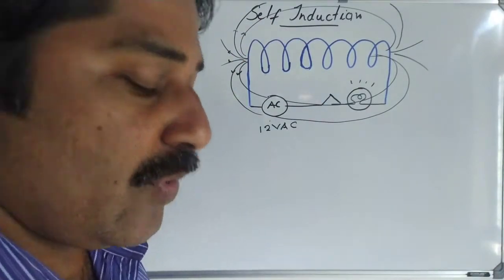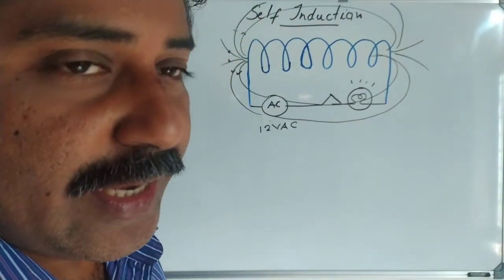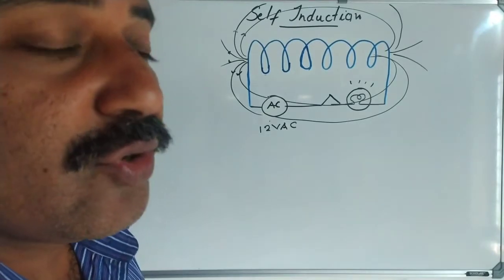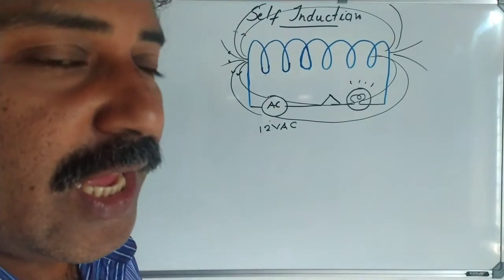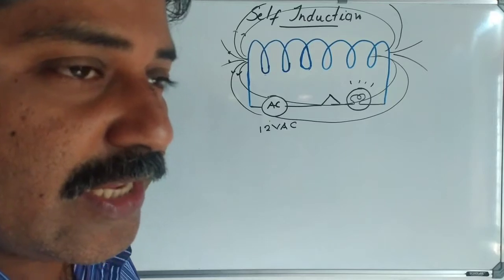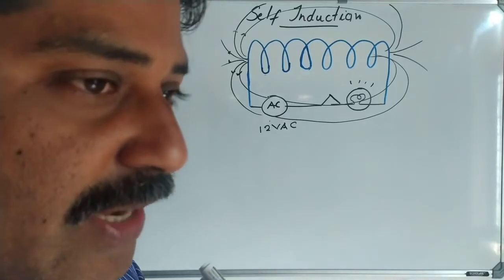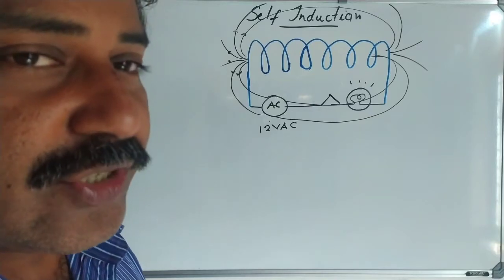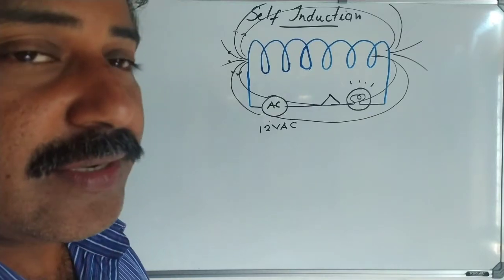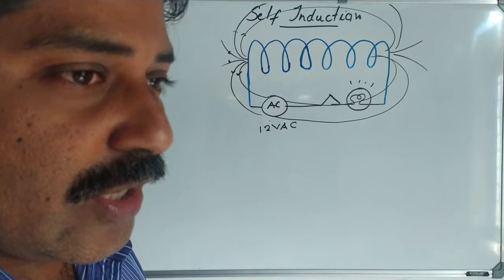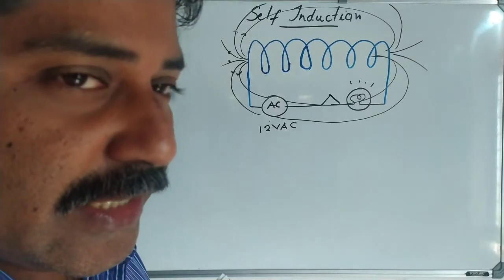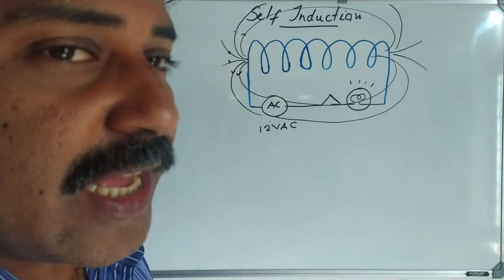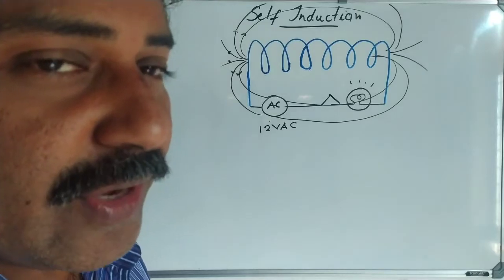Now we have to remember mutual induction. We have two coils: a primary coil which creates a continuously changing magnetic field, and a secondary coil which exists in that continuously changing magnetic field. So the secondary changes that magnetic flux and induces an EMF in it.